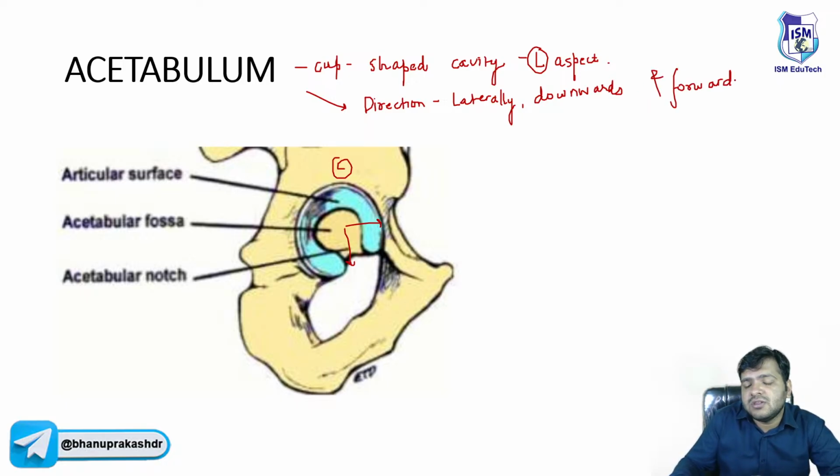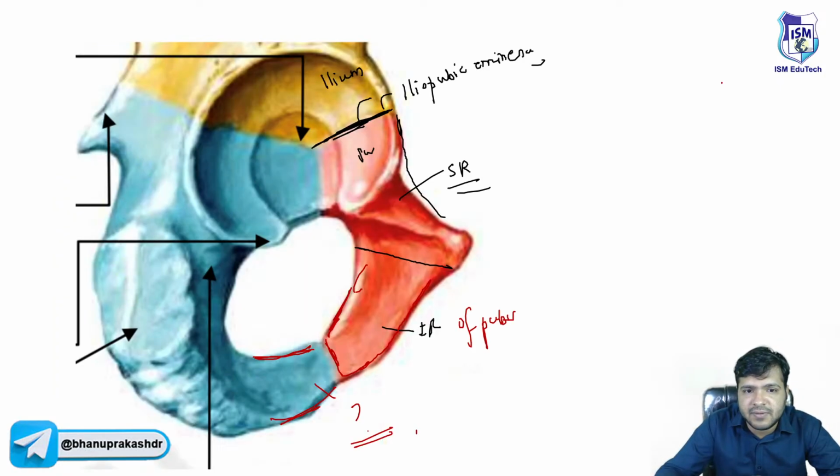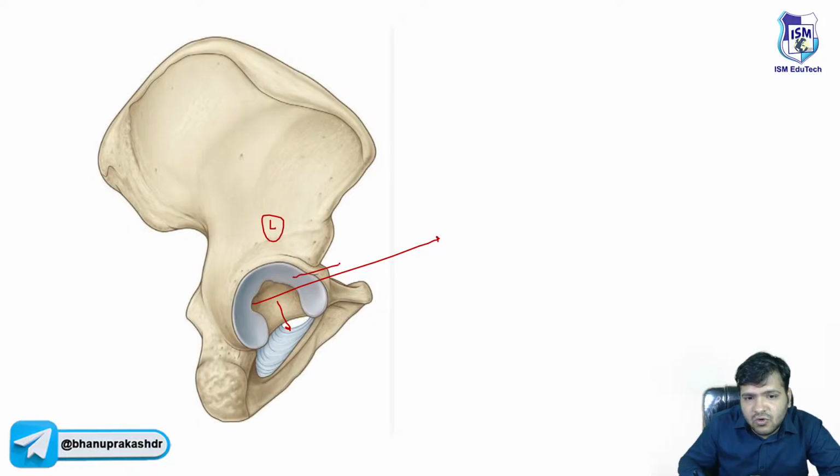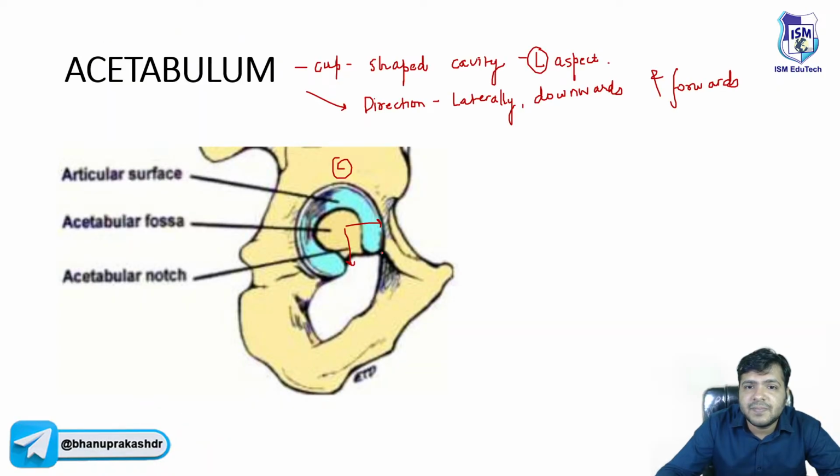If you want a clear picture, you can see it in this picture as well, beta. You can see this is the acetabulum. So this acetabulum is on the lateral side. It is directed downwards and more towards the front. It is more towards the front, right? So it is directed laterally, downwards and forwards.